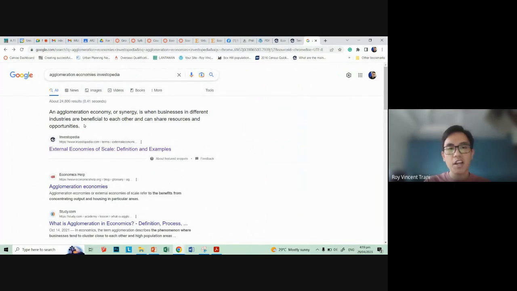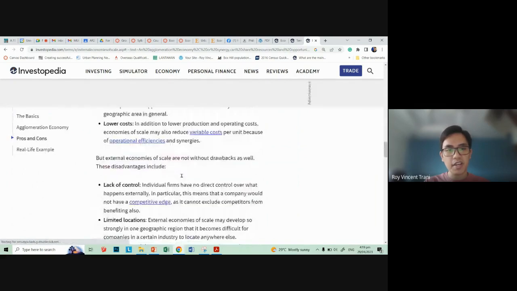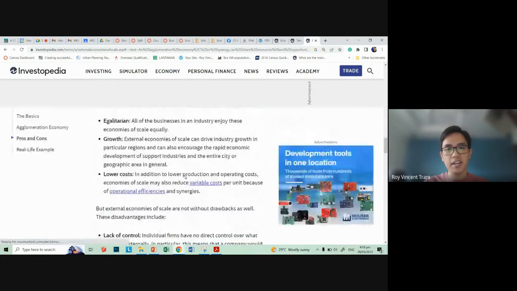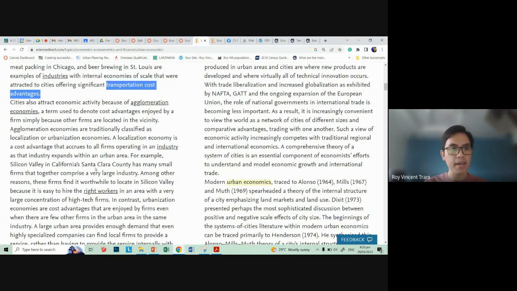An agglomeration economy or synergy is when businesses in different industries are beneficial to each other and they can share resources and opportunities. Unfortunately, they don't have a nice looking image for us. So basically, agglomeration economy again is when businesses come together because they can benefit from shared resources and opportunities. A term used to note cost advantages enjoyed by a firm simply because other firms are located in the vicinity.